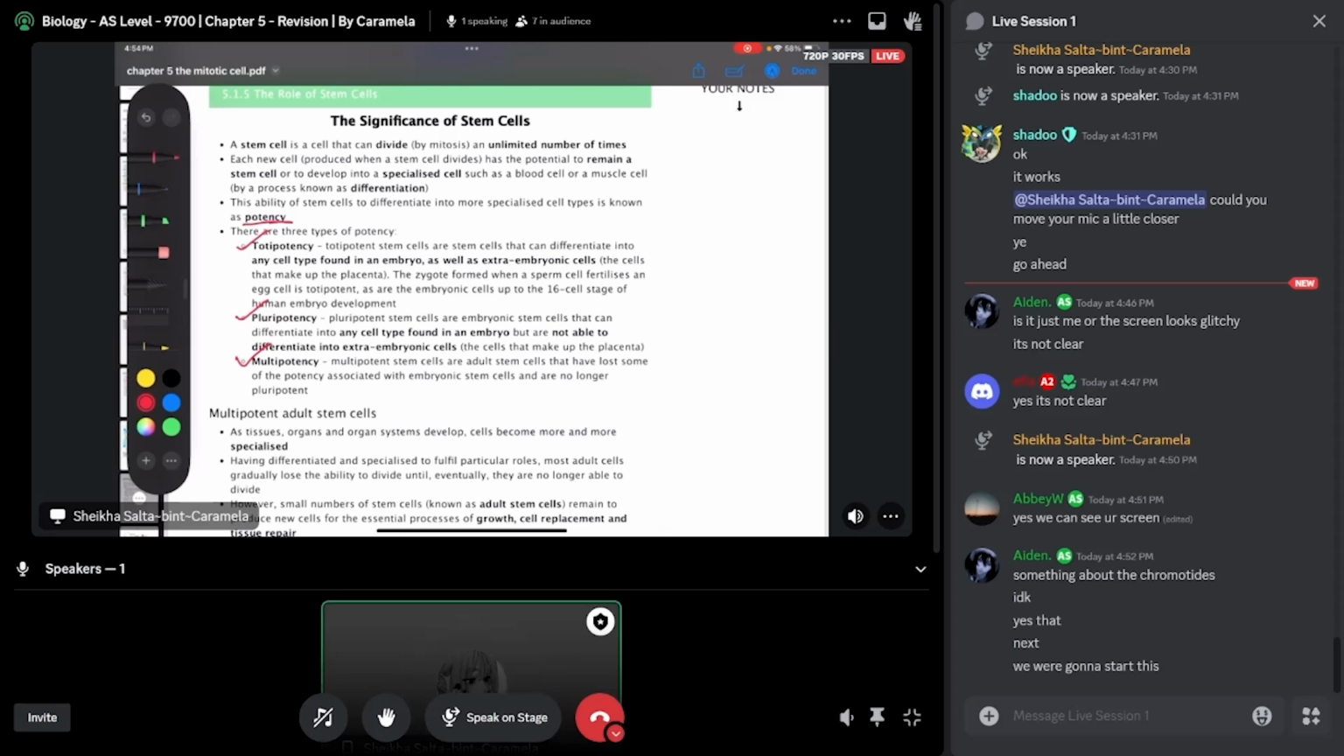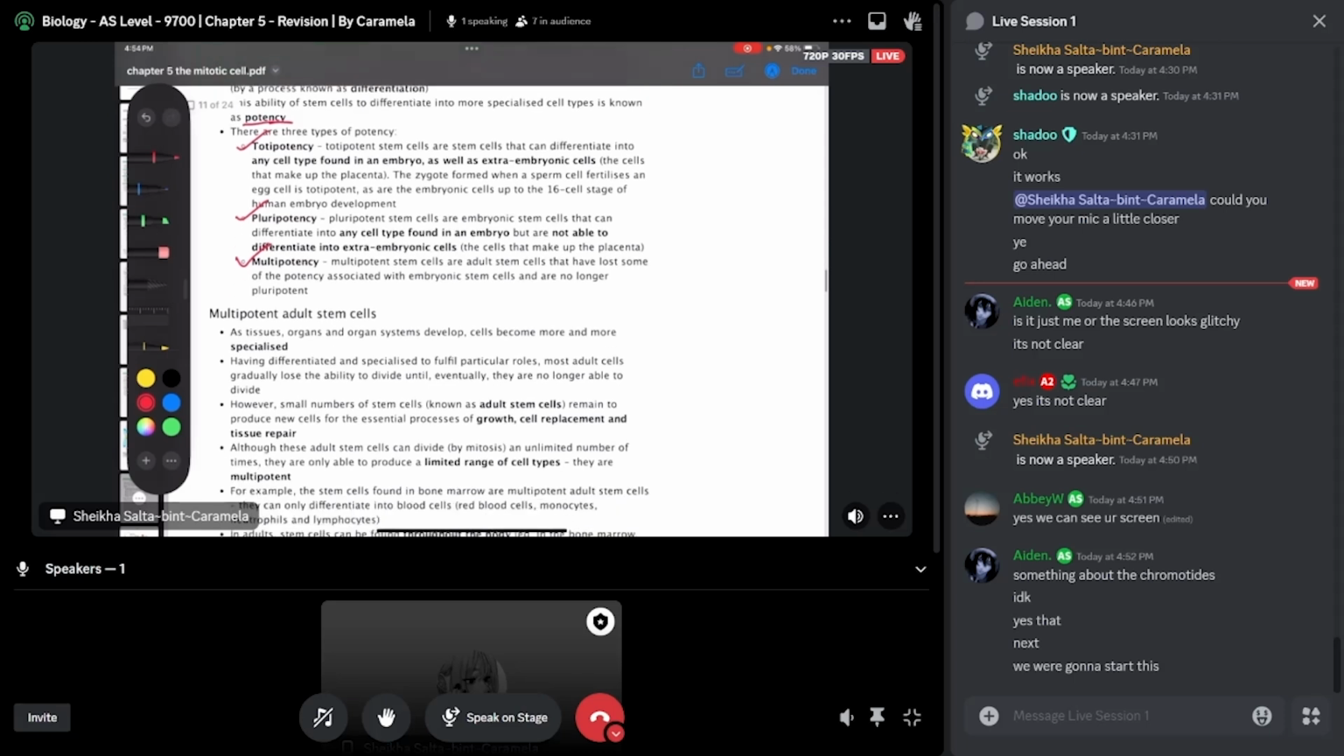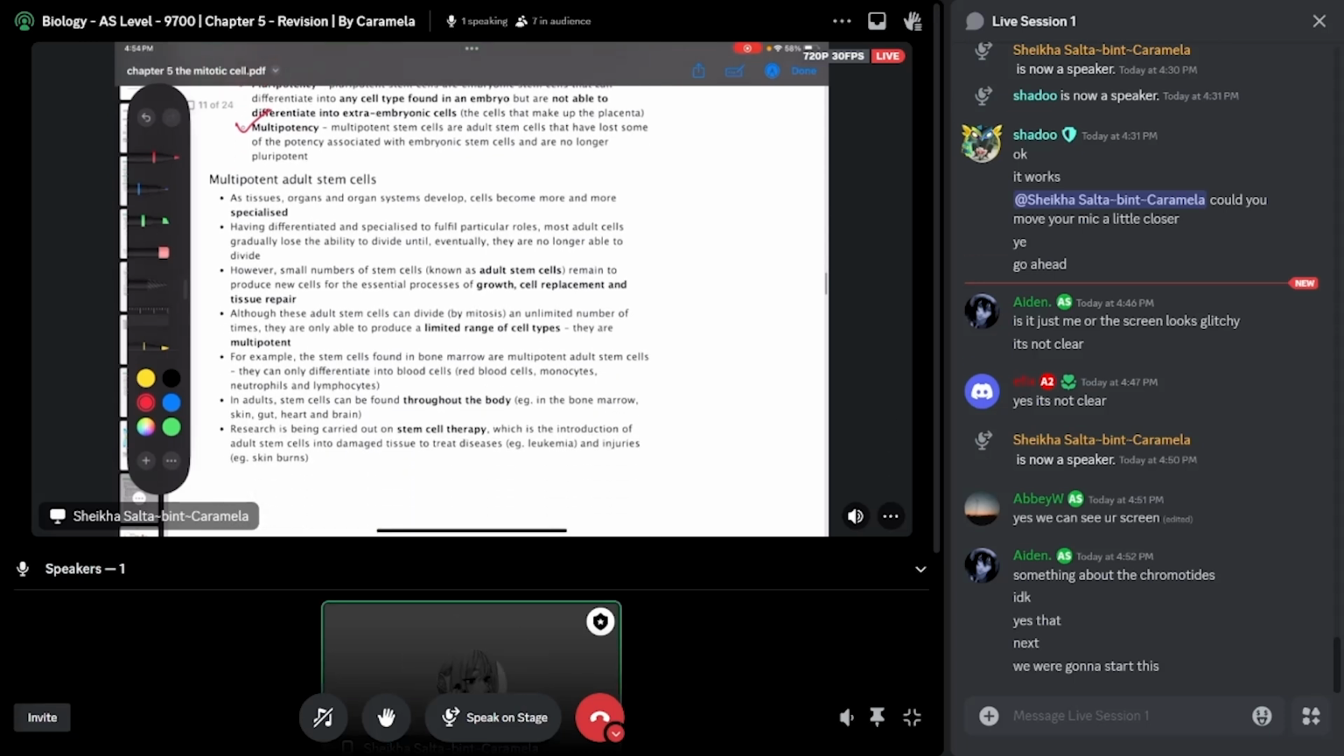Then multipotency refers to multipotent stem cells that are adult stem cells and usually only found in the adult body. These stem cells have lost some of the potency associated with embryonic stem cells, so they can no longer be pluripotent. They can only differentiate into specialized cells if needed. We'll look into multipotent stem cells in detail.